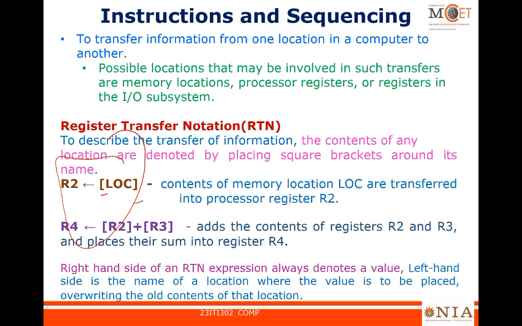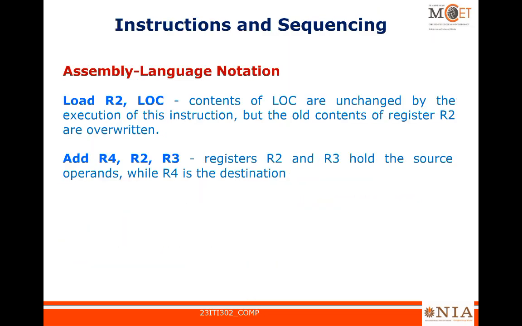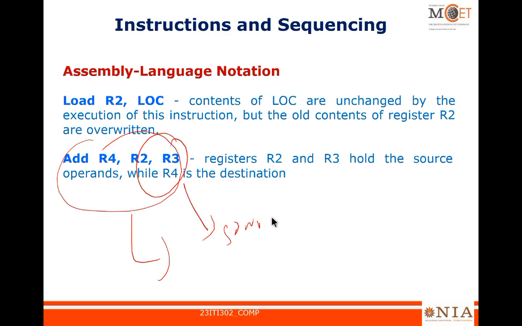So register transfer notation is described by placing a square bracket, whereas assembly language notation is done like this. We saw normal instructions in the lab sessions and classroom sessions. Here, ADD R4, R2, R3 tells us that R2 and R3 are the source registers, whereas R4 is the destination register. R2 and R3 get added, and that added value is placed in the R4 register.